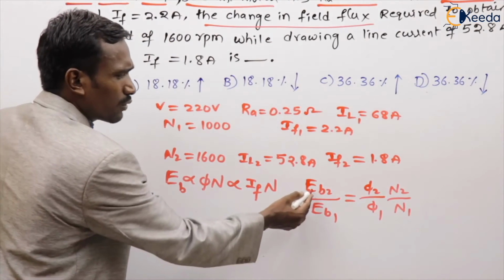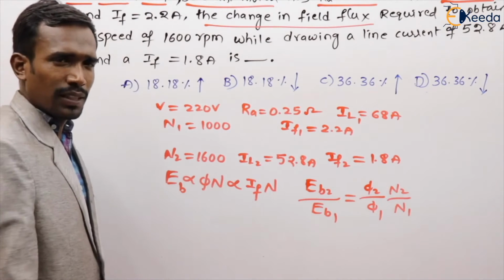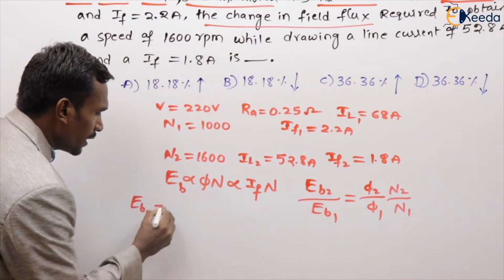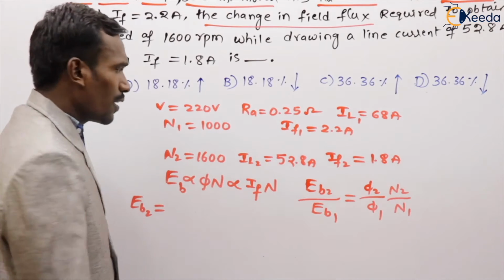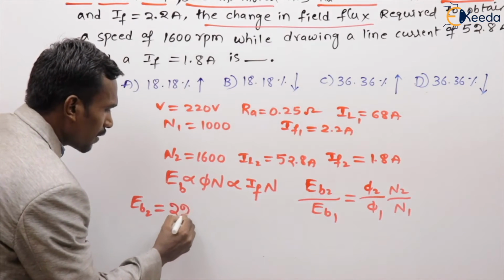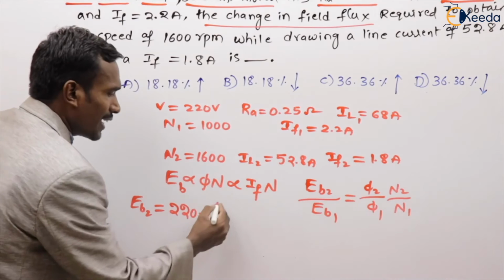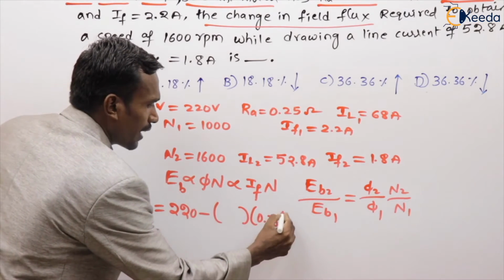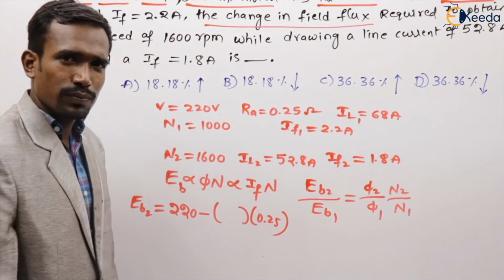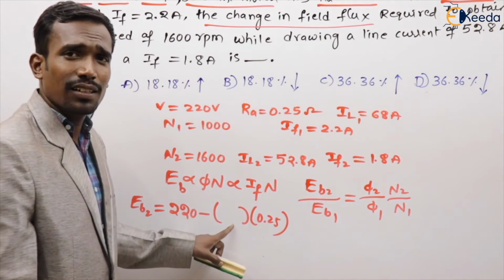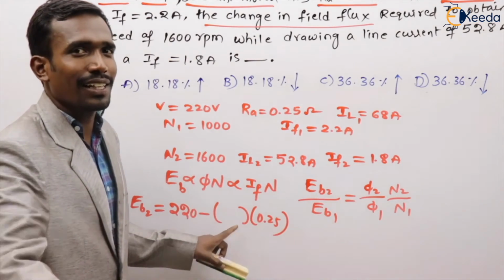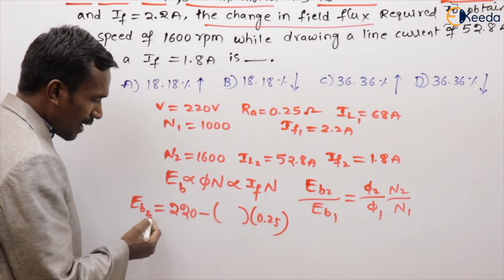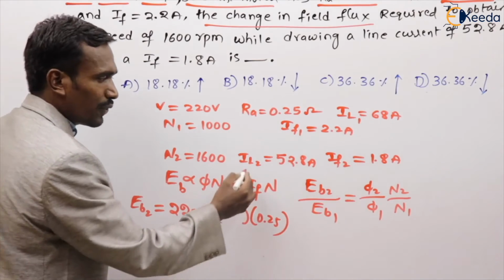First we have to find EB2 and EB1. Tell me what is the EB2 value. EB2 is equal to V minus IA into RA. What is IA? We don't know IA; we have to calculate it. I want IA2. How can we find it?